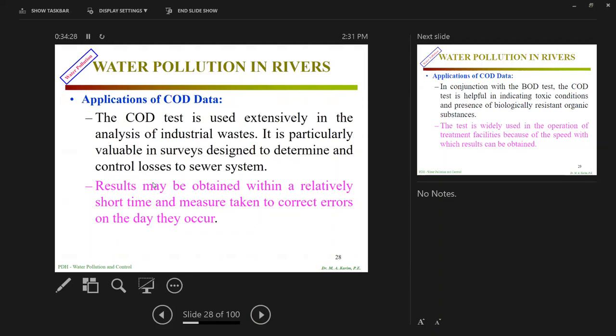The COD test is used extensively in the analysis of industrial waste, as I mentioned. It is particularly valuable in surveys designed to determine and control losses to sewers. Results may be obtained within a relatively short time, maybe 3 hours, so measures can be taken to correct errors on the same day, whereas with BOD5 we have to wait for 5 days, right? That's why COD has an advantage here. But COD has a disadvantage: it doesn't tell me how much is biodegradable and non-biodegradable. For that, we have to do the BOD test.